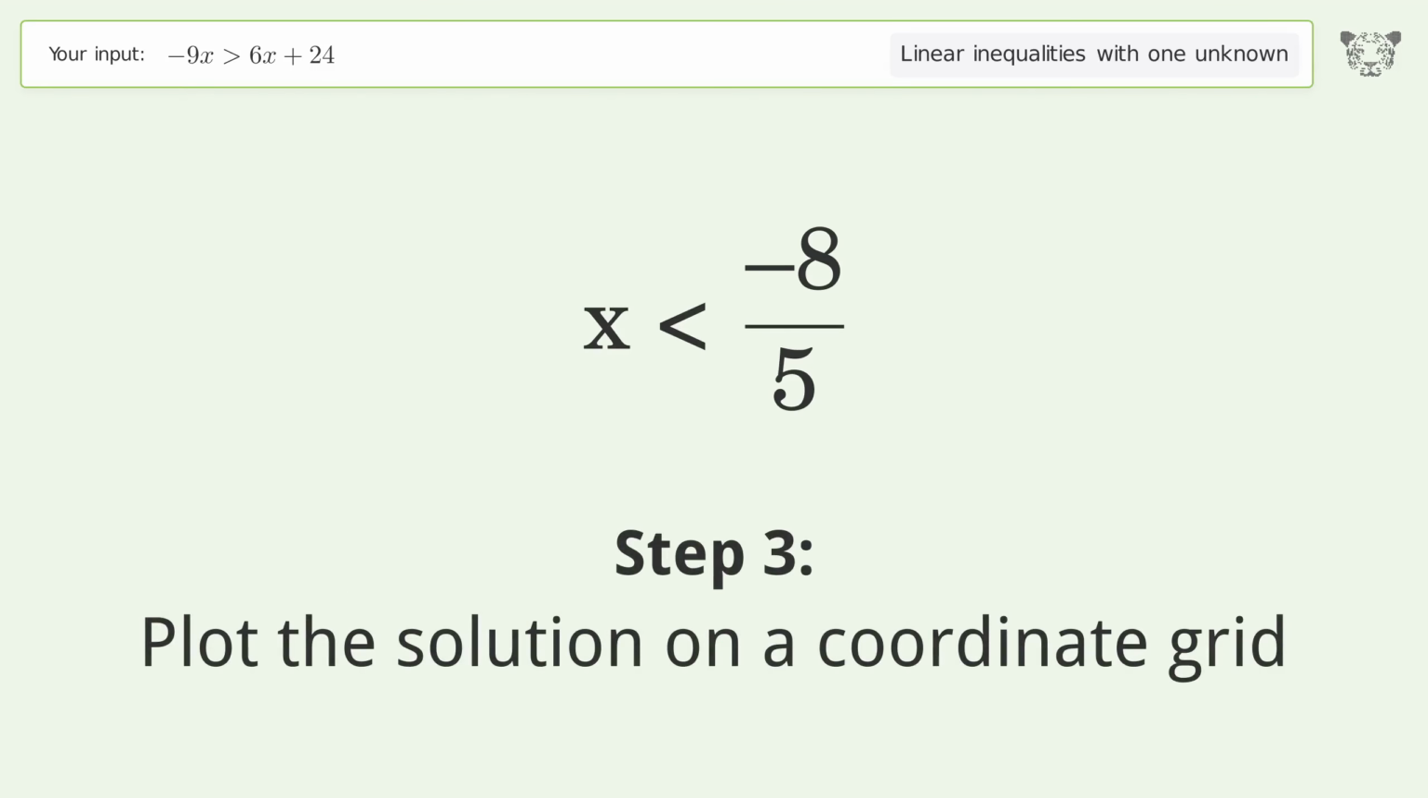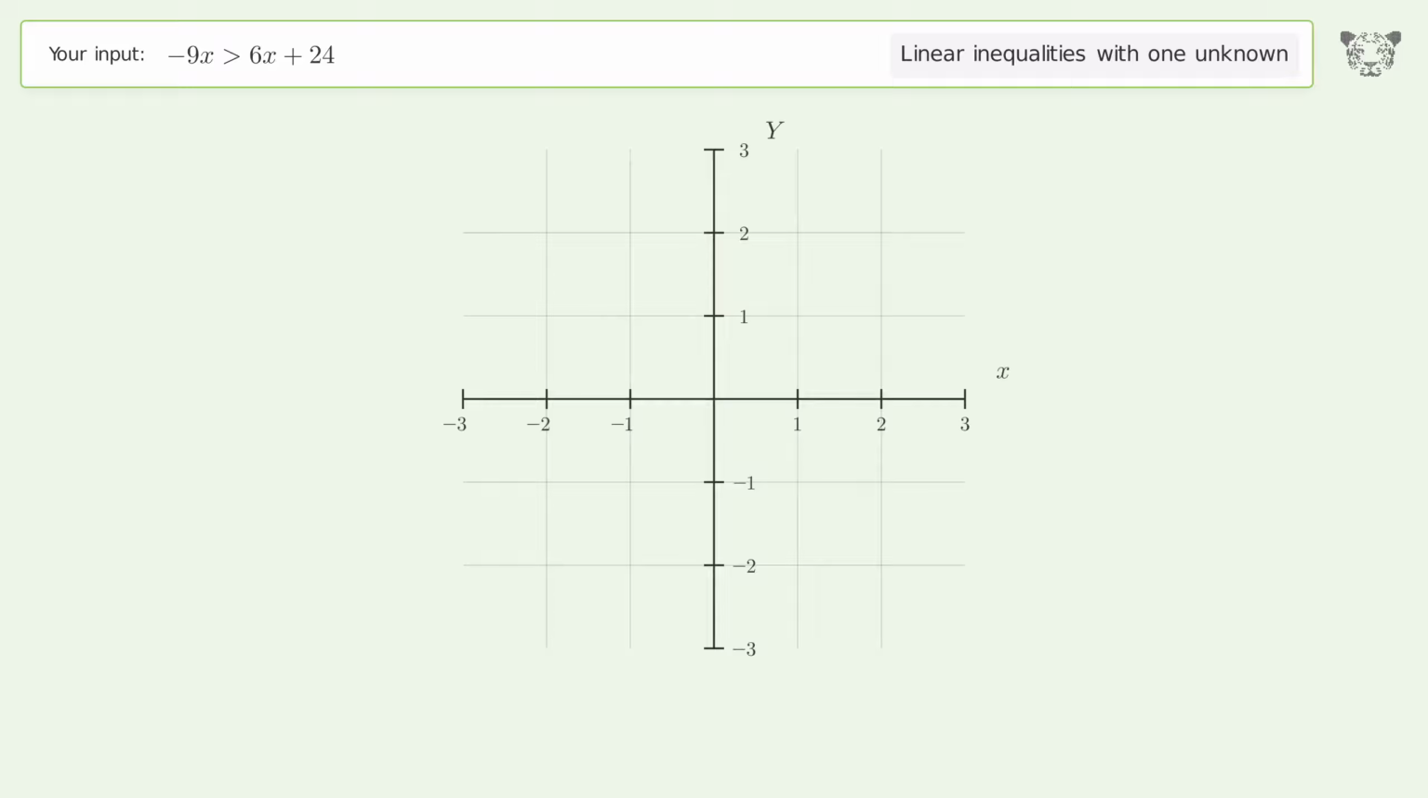Plot the solution on a coordinate grid. And so the final result is x < -8/5 < -13/5.